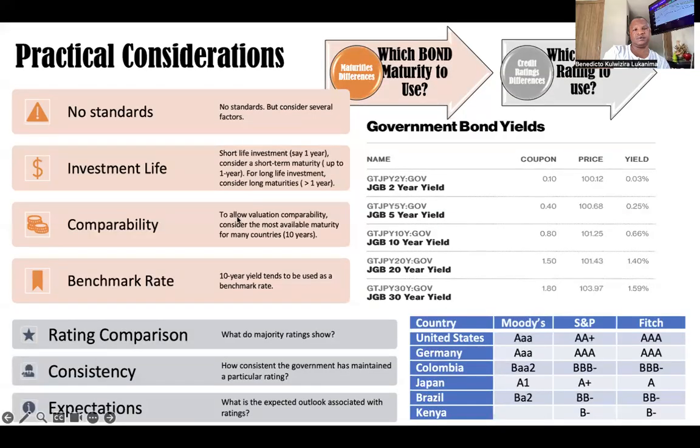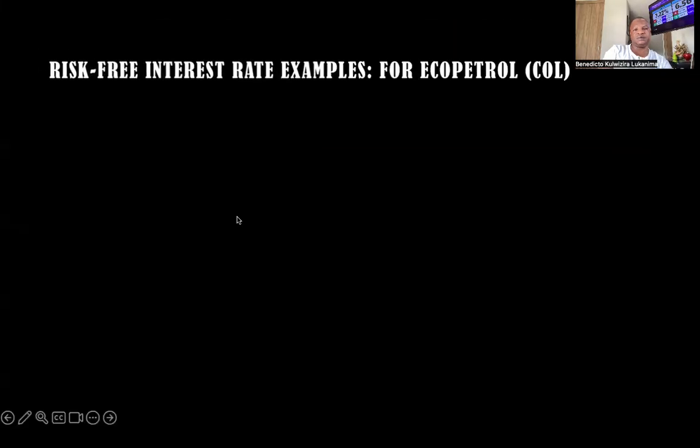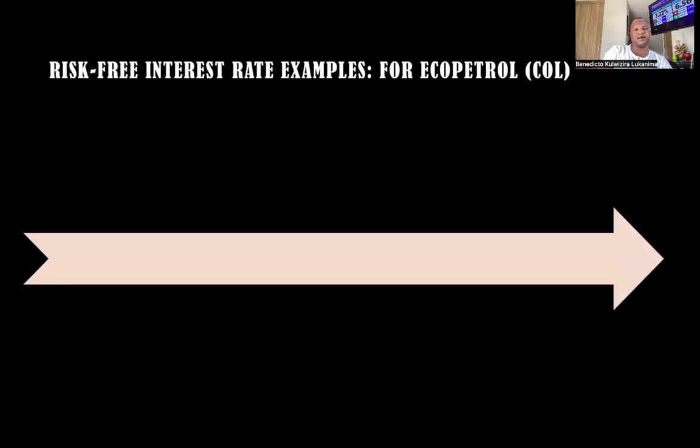Now, let us use a real example. In this example, I'm going to use Ecopetrol, a Colombian-based company. The objective is to estimate the cost of equity for Ecopetrol. So we'll start with the risk-free rate, and then we'll proceed with beta and expected market return. The following steps can be followed.